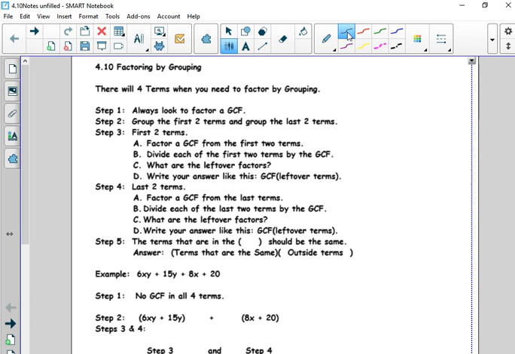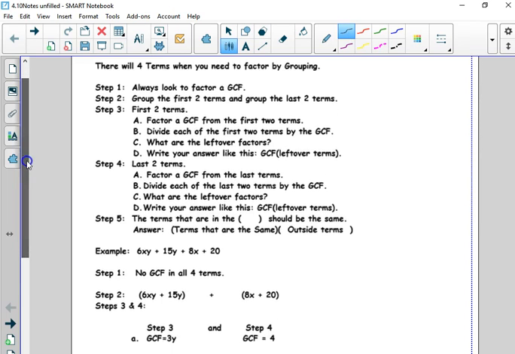And then this is the last one. This is when you have 4 terms. Everything we've been doing so far has been GCF, 2 terms, maybe 3 terms. But everything's mainly been 3 terms. Now we got 4 terms. Here's the system. As always look for the GCF, because taking out the GCF is going to make it easier. It's going to make the numbers smaller. It's going to make it easier to factor.